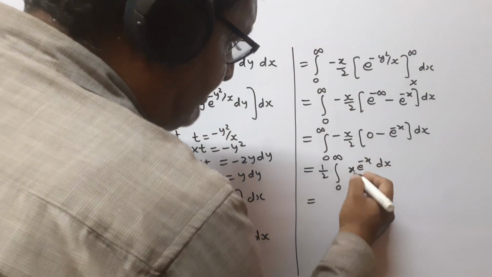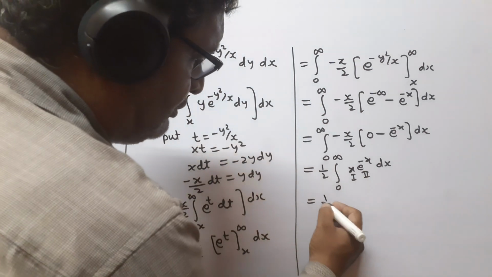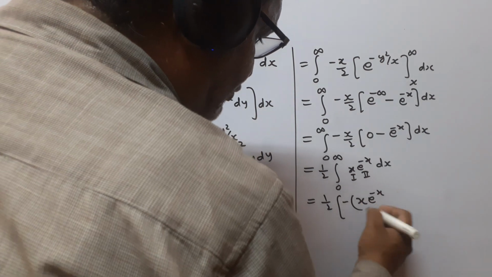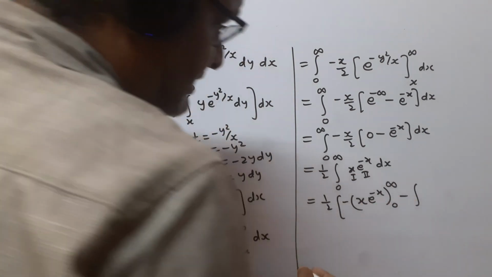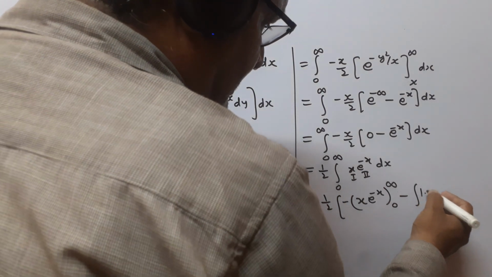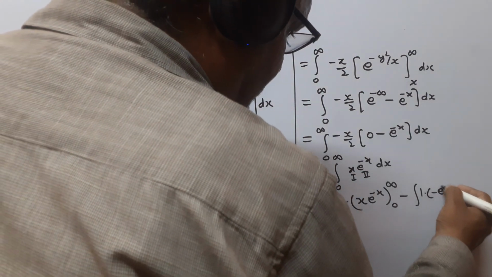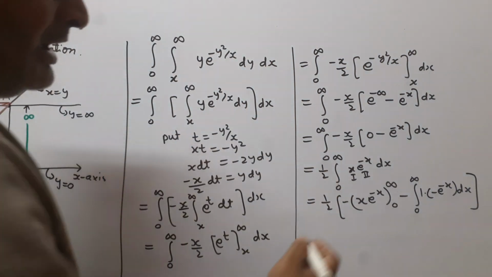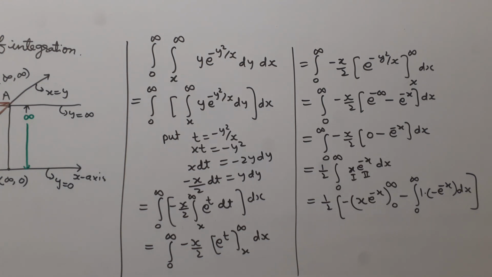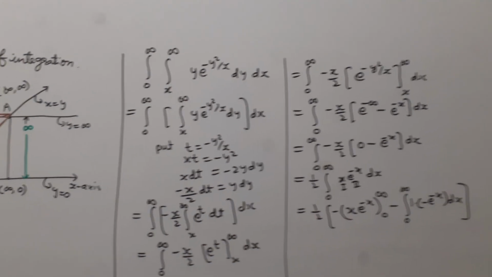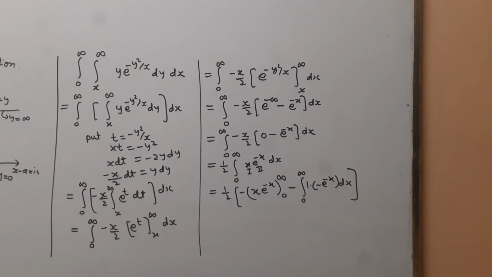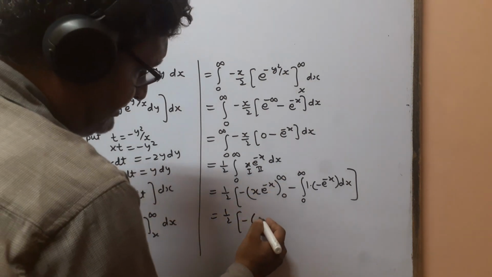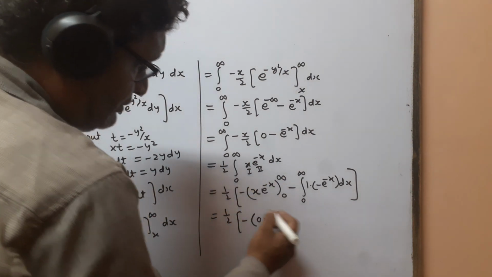Now we integrate this by integration by parts. So first we write here x, integration of e to the power minus x is minus e to the power minus x, minus integration, differentiation of x is 1 here, and integration of e to the power minus x is minus e to the power minus x here, and the limit is 0 to infinity. Now we know that the limit of x into e to the power minus x, here this limit is 0 and 0 minus 0.